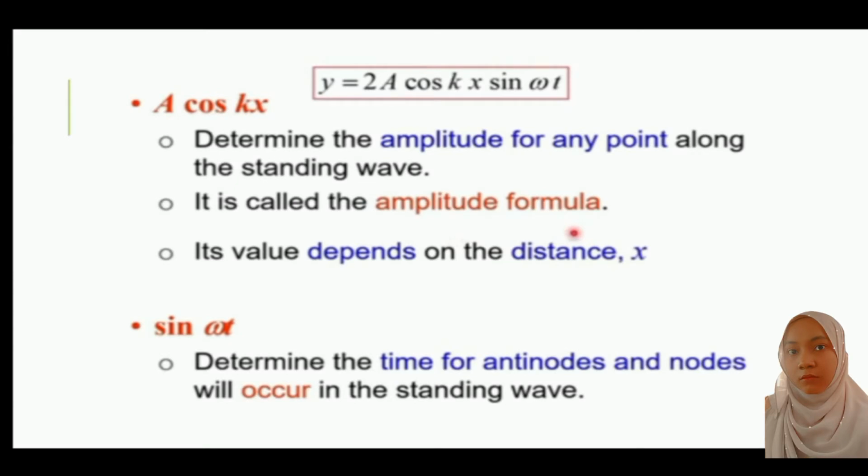2a cos kx is used to determine the amplitude for any point along the standing wave. It is called the amplitude formula. Its value depends on distance x. So the formula 2a cos kx is what we use to determine the amplitude of the standing wave. Then sin omega t is used to determine the time when antinodes and nodes will occur in the standing wave.